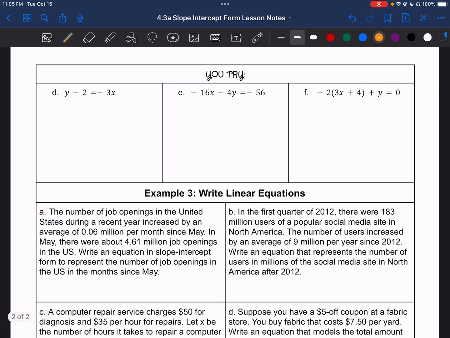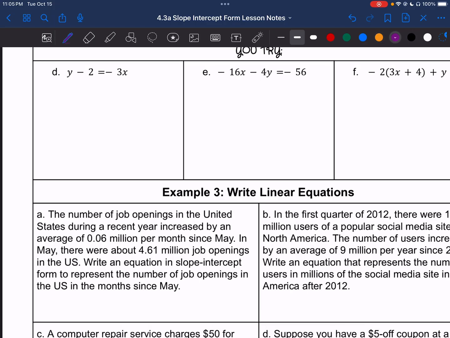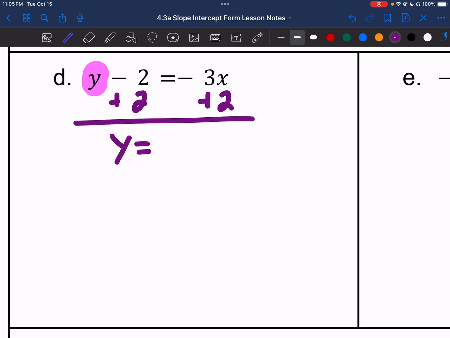At the top of the next page, there are 3 U-try problems that I would like you to do on your own, and then check your work against mine. So letter F, we're trying to isolate y. So I'm going to add 2 to both sides of my equation, and I'm going to get that y is equal to negative 3x plus 2. It's just that simple.